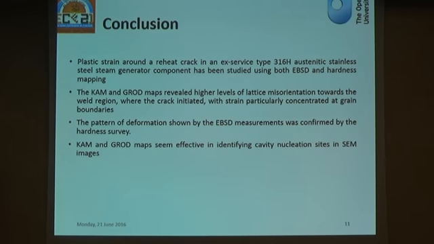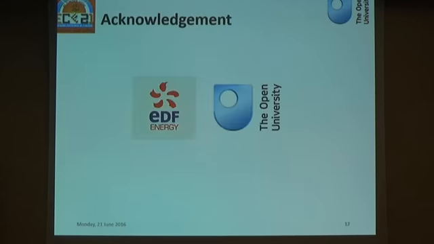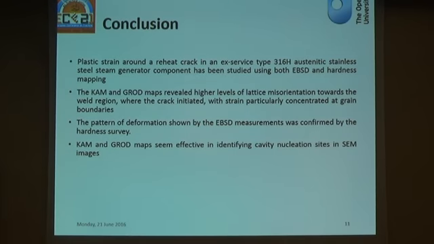So I have studied the plastic strain around a reheat crack using EBSD, and I have compared the results with a micro hardness survey. KAM and GROD maps revealed higher levels of lattice misorientations in the weld region where the crack initiated, with strains mainly concentrated at the grain boundaries. And these maps seem to be effective in identifying cavity nucleation sites with SEM images.